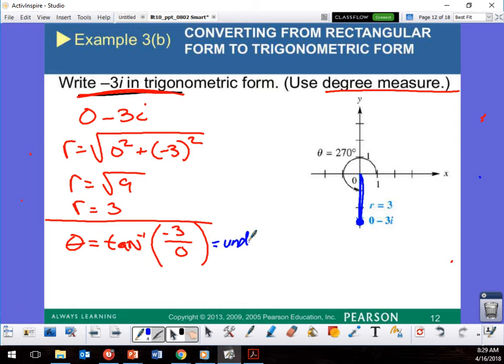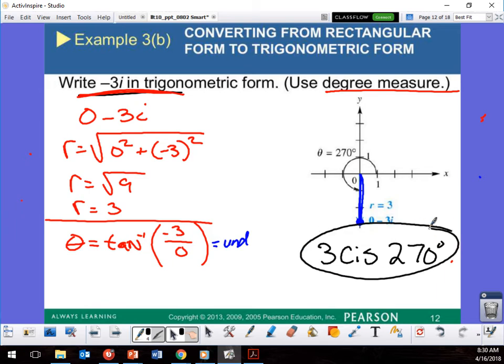Now, are we okay with my angle? Are we okay with my radius? So what is my final answer for this problem going to be? 3 CIS 270. There we go. My final answer is 3 CIS 270. If I'm looking for trigonometric form, then that's what I'm looking for. If it's rectangular form, we're done. That was the a plus bi.